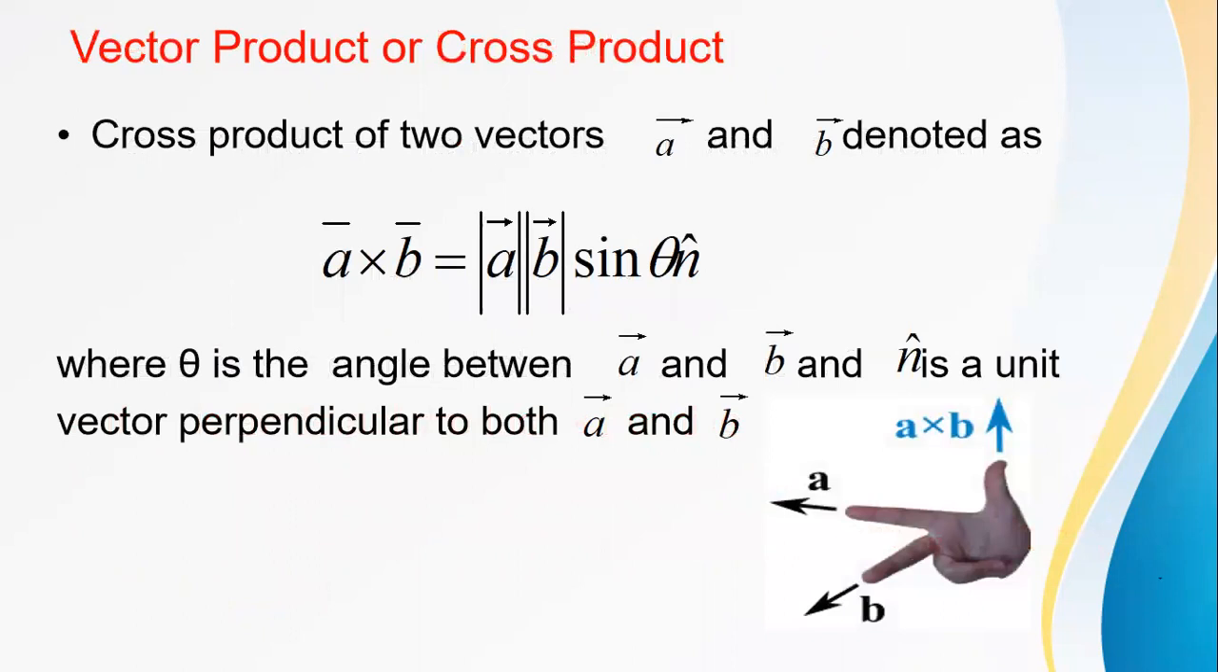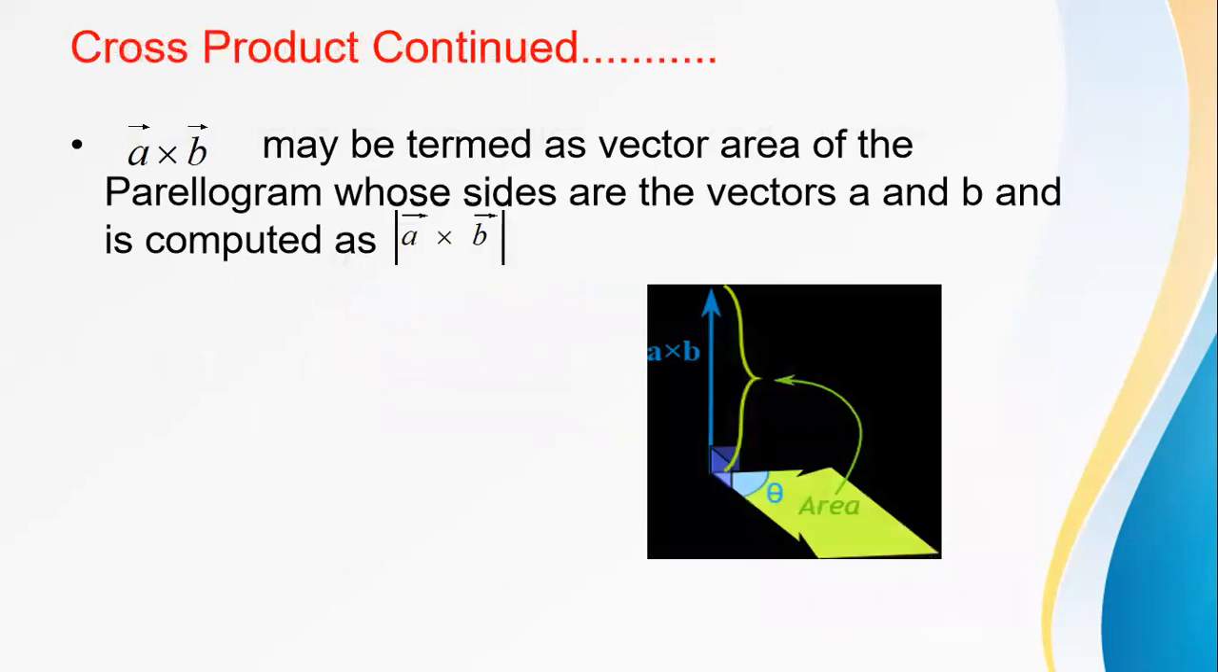Vector product or cross product. Cross product of two vectors A and B is denoted by A cross B, which is equal to mod A into mod B sine theta into n cap, where theta is the angle between the vectors A and B and n cap is a unit vector perpendicular to both A and B. Again, A cross B may be termed as the vector area of the parallelogram whose sides are the vectors A and B, and is computed as modulus of A cross B.